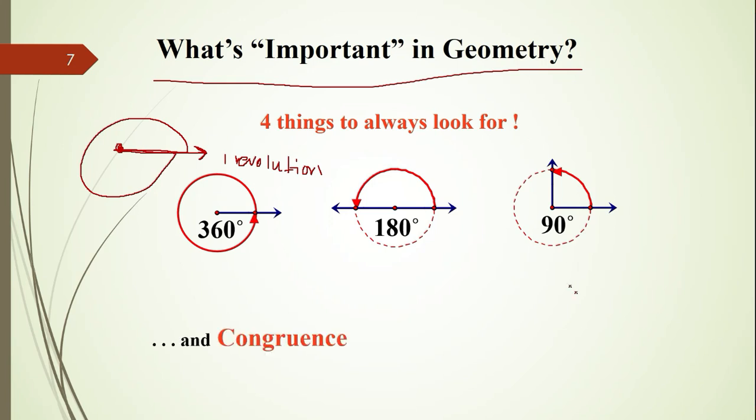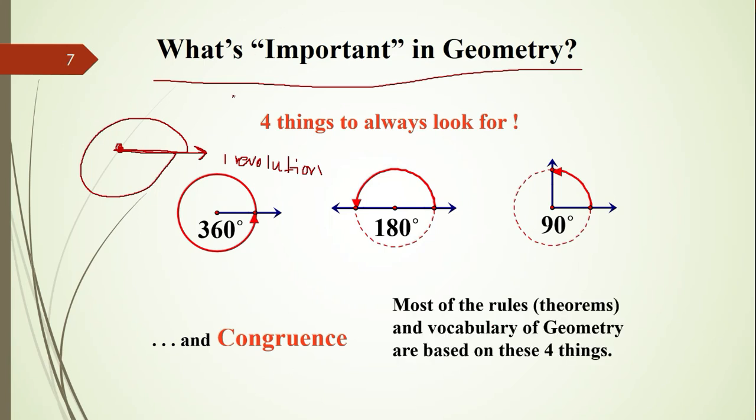And the last one is congruence. Congruence means equal in measure. So always remember these 4 things. One complete revolution is 360 degrees. Half of that revolution is 180 degrees. A fourth is 90 degrees. And the term congruence.